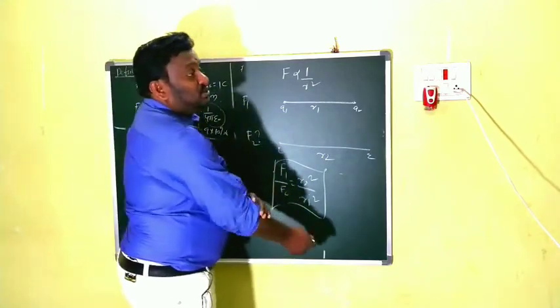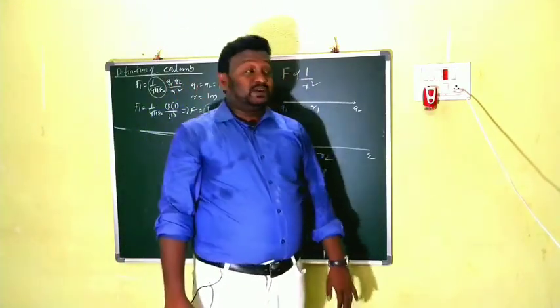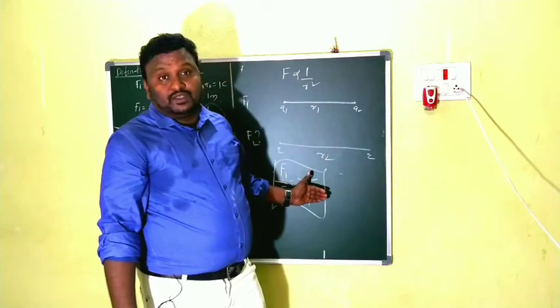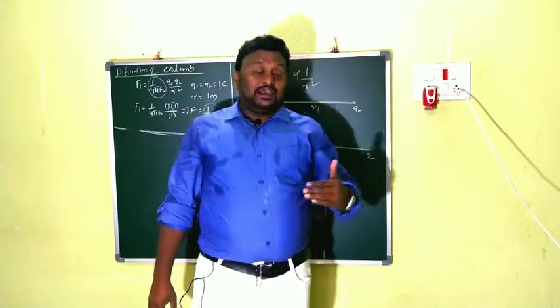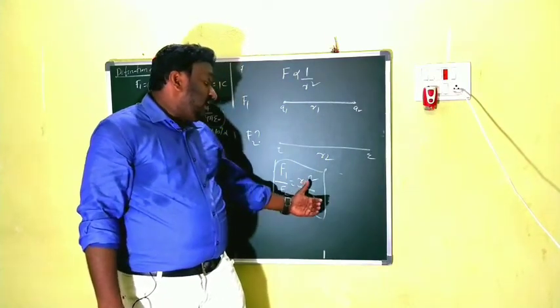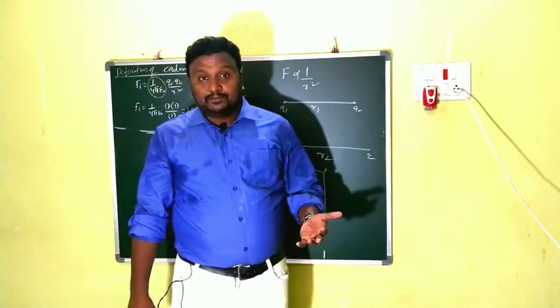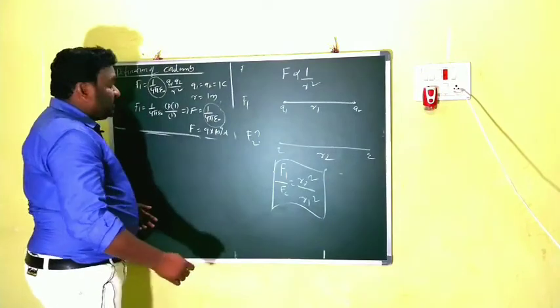F1 by F2 is equal to R2 square by R1 square. So this is another formula. That means F1 by F2 is equal to epsilon by epsilon naught, and F1 by F2 is equal to R2 square by R1 square. And this is another point of view.